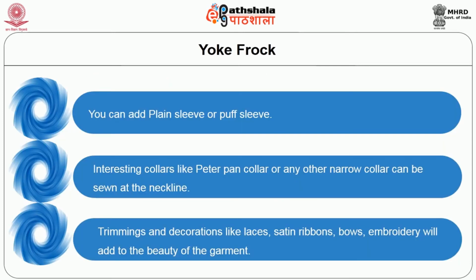I will now give you some tips on additional designs for a yoke frock. As we discussed earlier, we have been seeing frocks without sleeves, and as I mentioned earlier, you can add plain sleeve or puff sleeve, and you can add interesting collars like Peter Pan collar or any other narrow collar at the neckline. Trimmings and decorations like laces, satin ribbons, bows can be given, and embroidery is a beautiful embellishment for the garment.